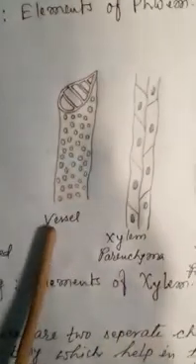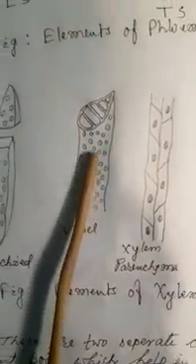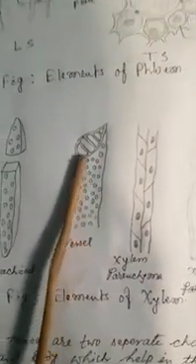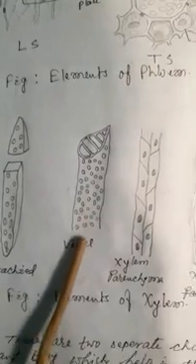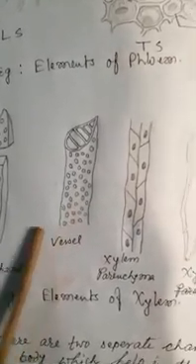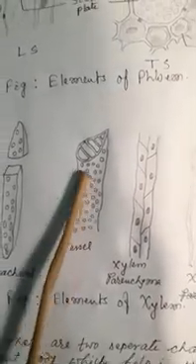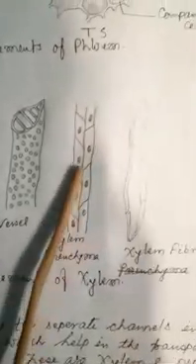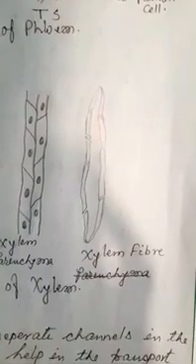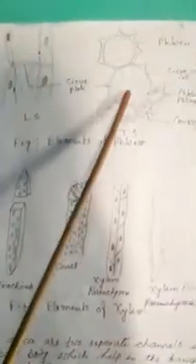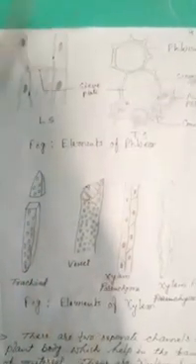Here you can see vessels. These vessels too have many perforations on their wall through which the liquids that are transported through this element ooze out through these pores. These are the xylem parenchyma and this one is the xylem fiber. All these elements of xylem and phloem act together in association with each other.